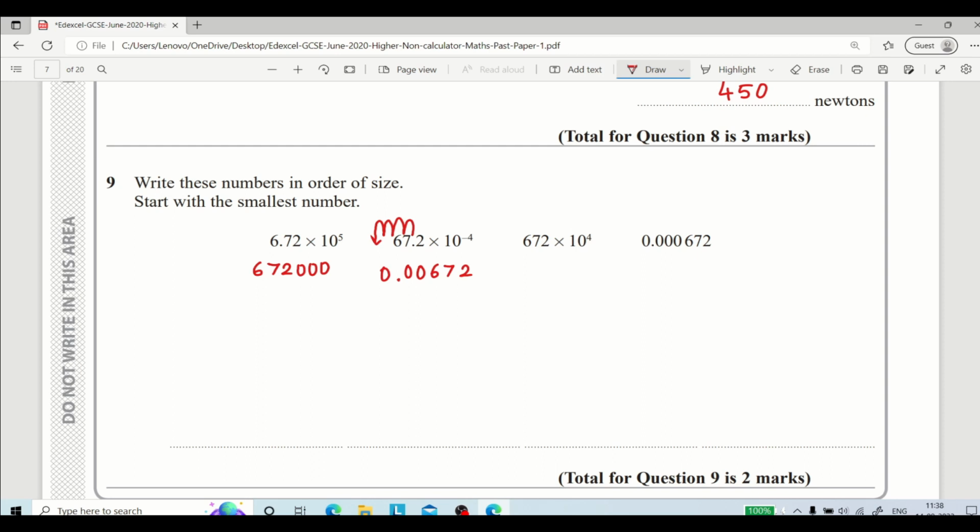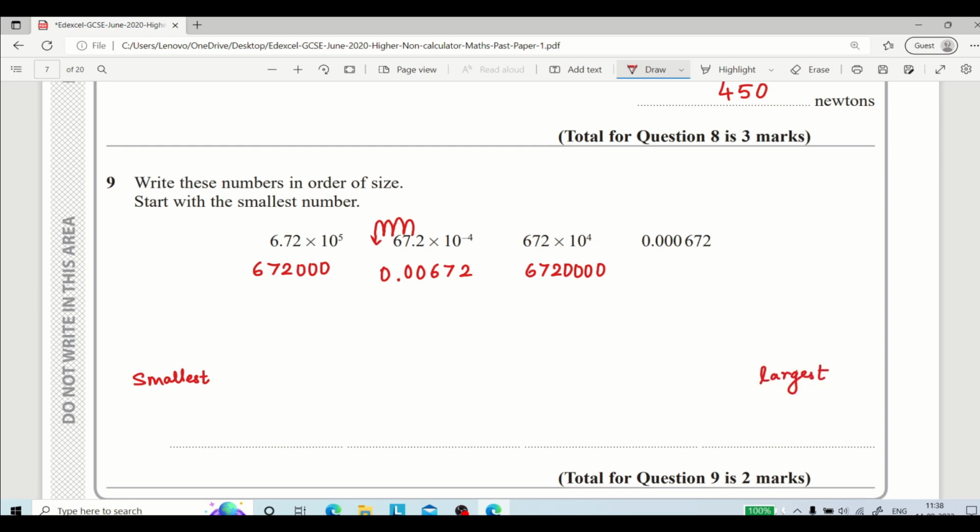The next one is 672 into 10 raised to the power of 4. So this is 672 and then 4 zeros. And this one is as it is, no need to do anything here. Now starting with the smallest number, we'll go from smallest to the largest.